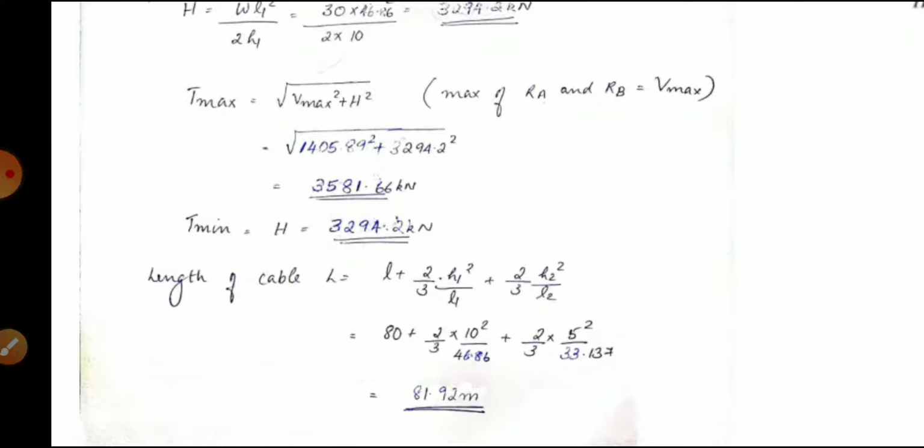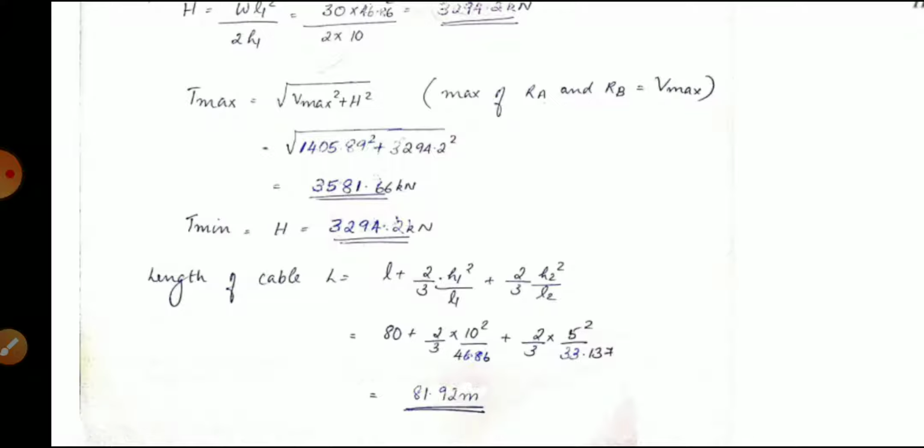What is T minimum? T minimum is where V equal to 0. So at the lowest point, we have minimum tension exerted on the cable. So T minimum is equal to H, which is equal to 3294.2 kilonewton. So we found out the reactions at the support, maximum and minimum tension exerted on the cable.